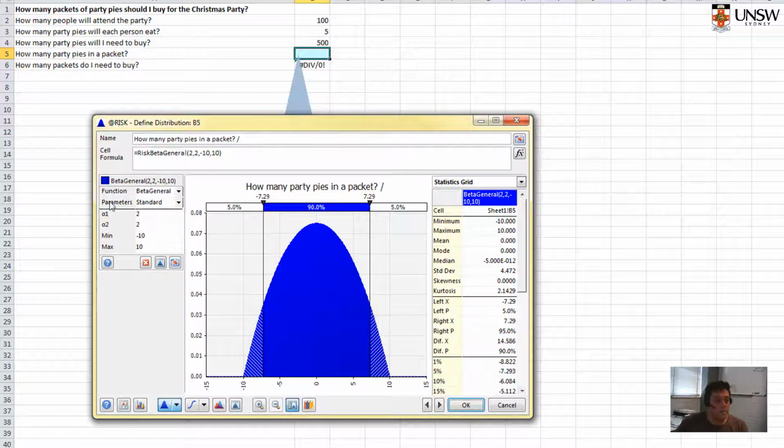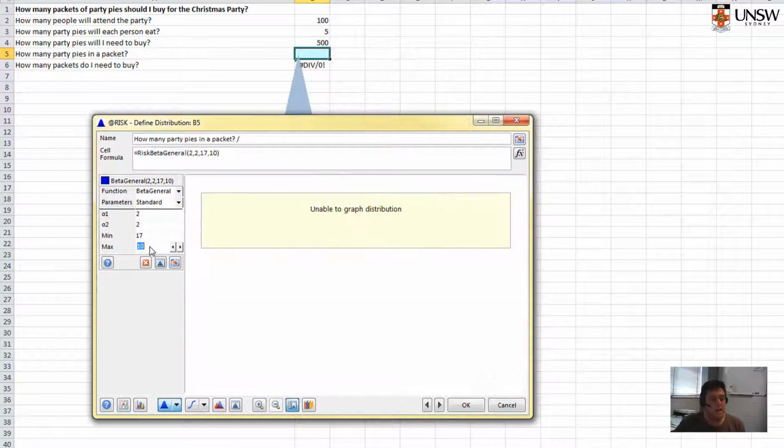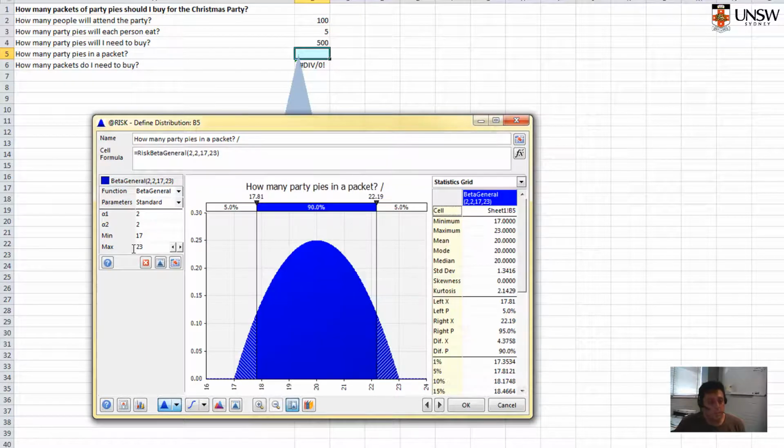There are four parameters that are used to define a beta general distribution. The two most important are the minimum and the maximum. Obviously, I don't want minus 10. Let's say if I'm assuming an average of around about 20 party pies in a packet, the smallest we might expect to see is perhaps 17. And the largest, let's say 23. So we'll have a distribution that looks like this.